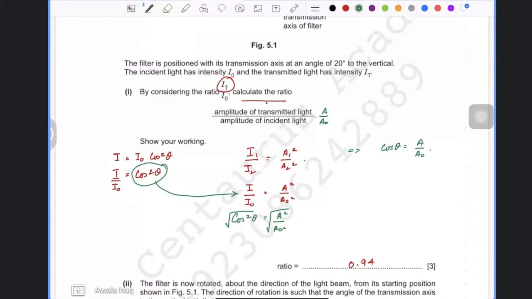Yeah. Theta is like 20 degrees. So if I put it here, A over A naught will be cos of 20, which is 0.94 that I got. Get it now?